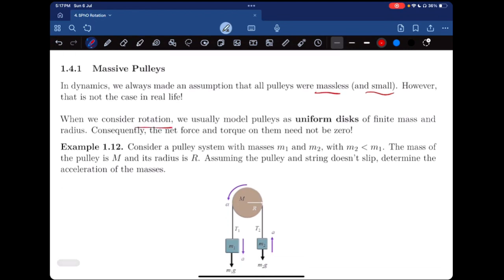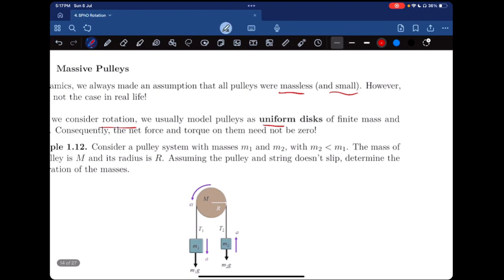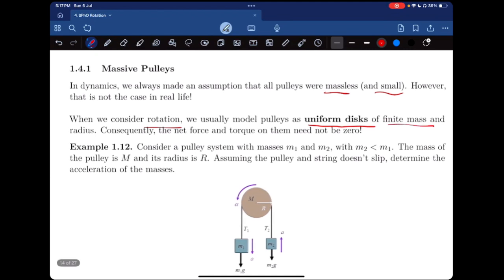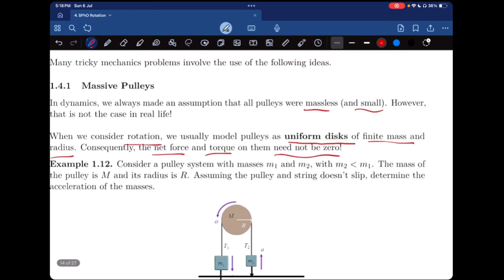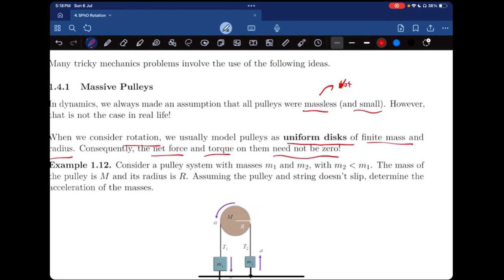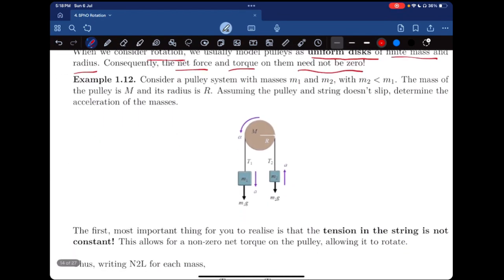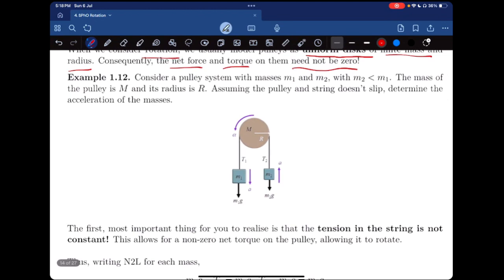So when we consider rotation, pulleys are usually modeled as uniform disks of finite mass and radius. Consequently, the net force and torque on them need not be zero. Unlike here, where the net force is 0, and because it's small, torque doesn't really matter. But now net force is no longer required to be 0. So we can see an easy example here to show what it means.